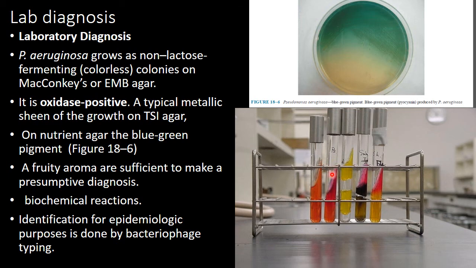This is Pseudomonas aeruginosa. This upper part is called the slant. The slant is red. Why? Because it is a non-fermenter. Another important feature is that the fruity aroma is sufficient to make a presumptive diagnosis from infections. It can also be diagnosed by biochemical reaction. For epidemiological purposes, we also use bacteriophage typing.